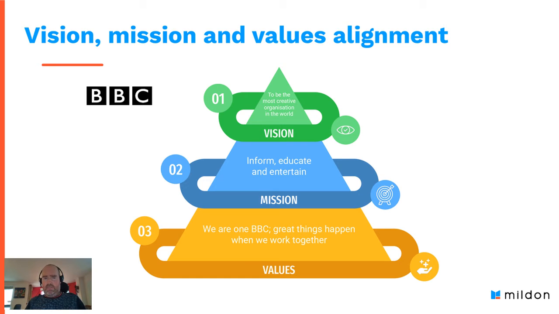So you might have an explicitly stated value like that for your organization, but the reason why I like this one from the BBC is that it's kind of implied that in order for great things to happen, we need to work together. And in order to work together, we need to behave in an inclusive fashion. And we could argue that greater inclusivity enables the BBC to be one organization and to produce great results when people work together.